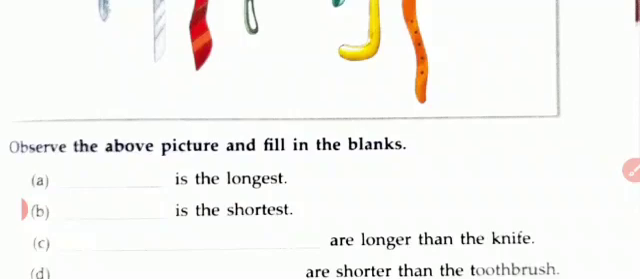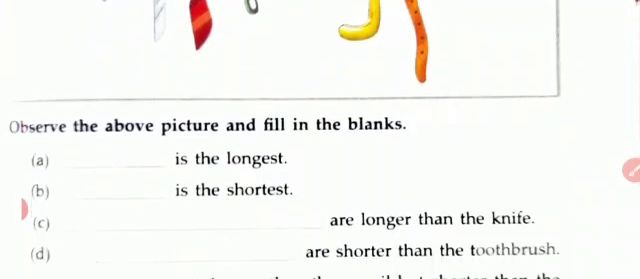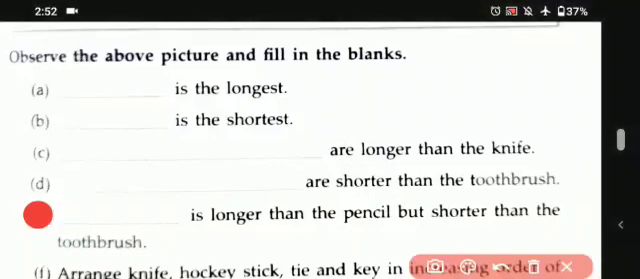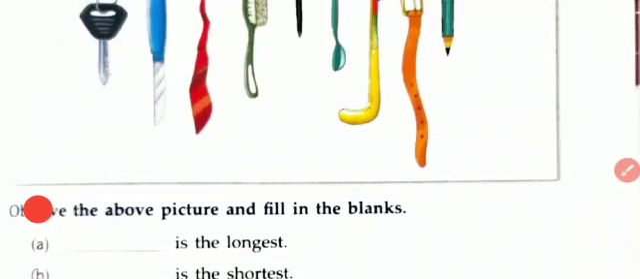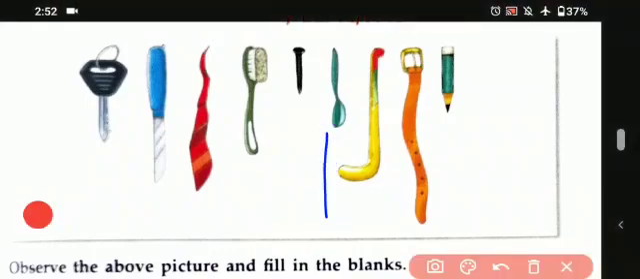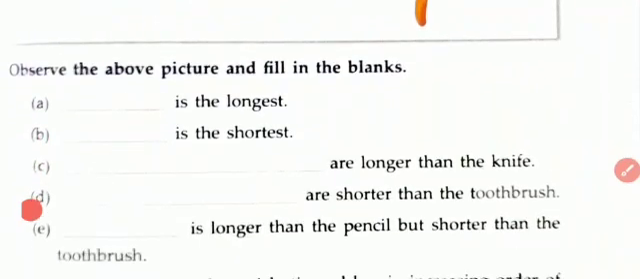So here is the picture, as you can see. Now we will do the exercise first. Observe the picture above and fill in the blanks. You have to fill it in. The first one is A is the longest. So which is the longest? Let's see in the picture. There is a picture with all these things. So belt is the longest one. So we will be writing down belt over here.